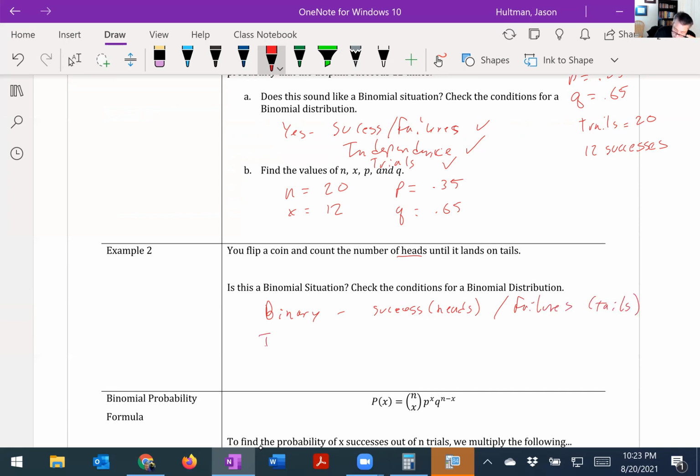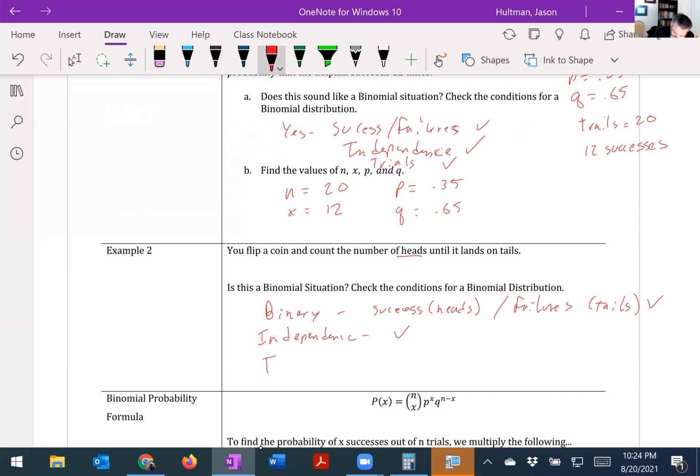Are they independent? Are the flips independent of each other? This is a situation where we have independence. Yeah, this is a situation where I can actually write legibly. So do we have independence? Yes. Okay, so that checks.